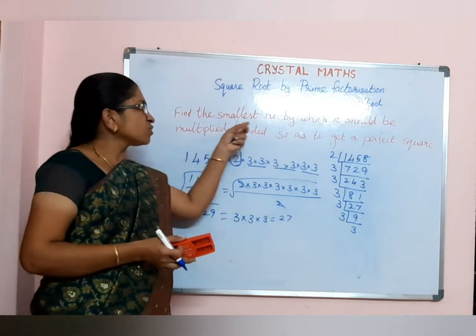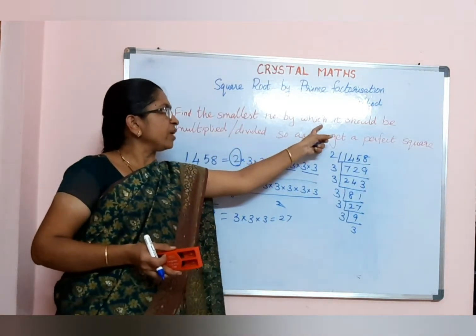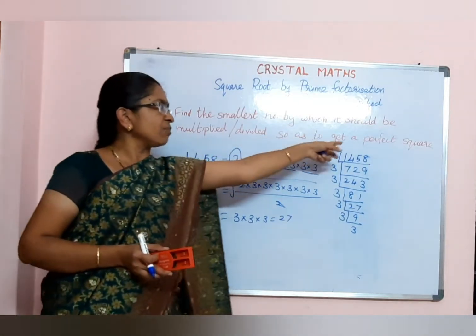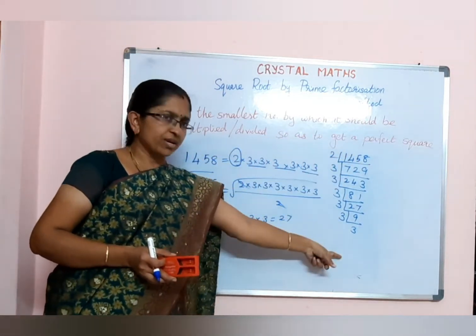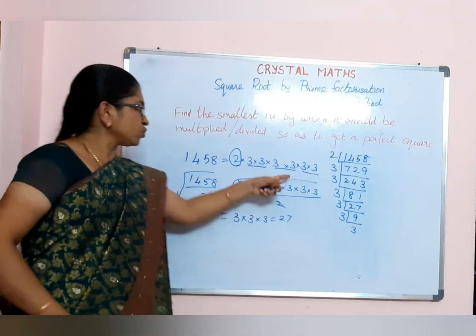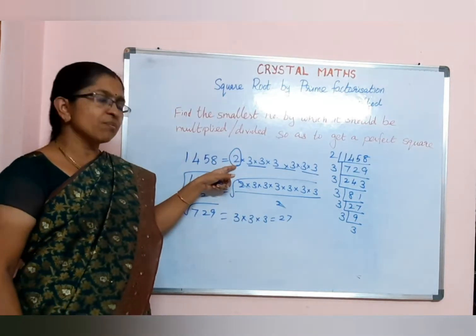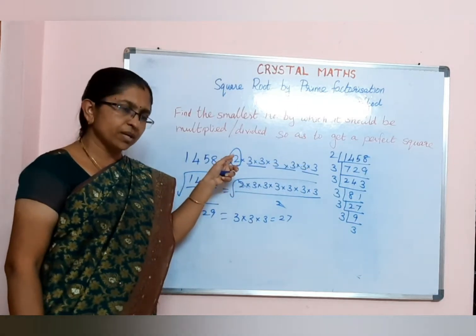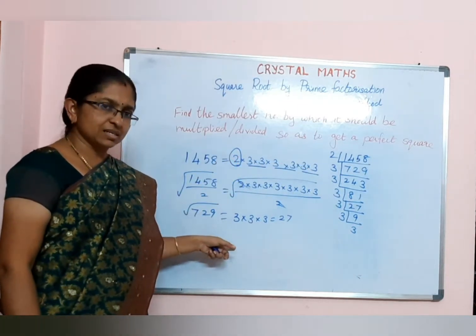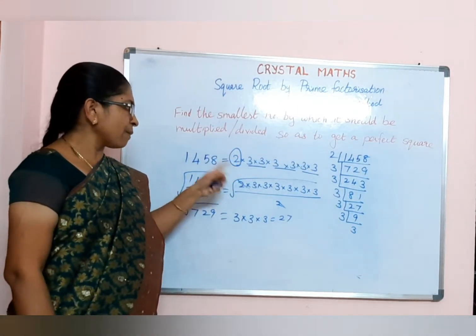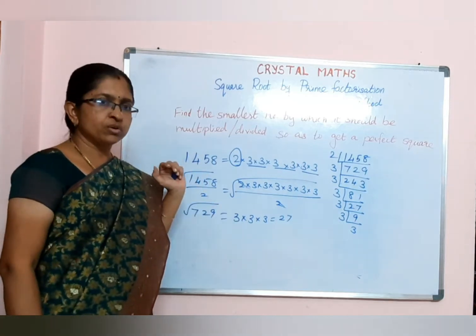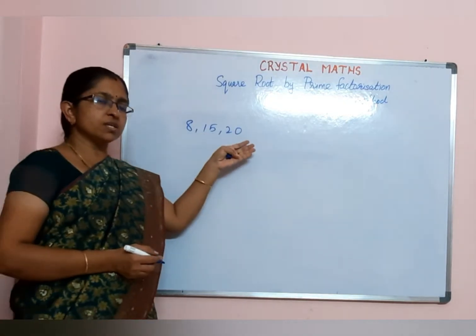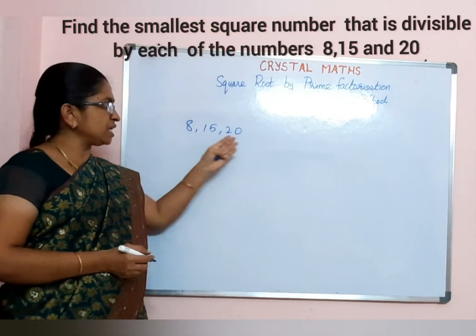So this is the way we can find the smallest number that can be multiplied or divided to make it a perfect square. First, prime factorize. Second, write it in product form. Third, underline the number which doesn't have a pair and write down that number, either to be multiplied or divided, to make it a perfect square. Clear? Next one.